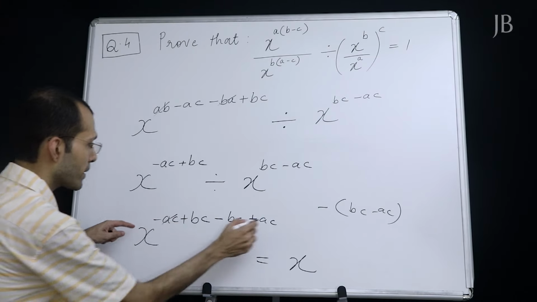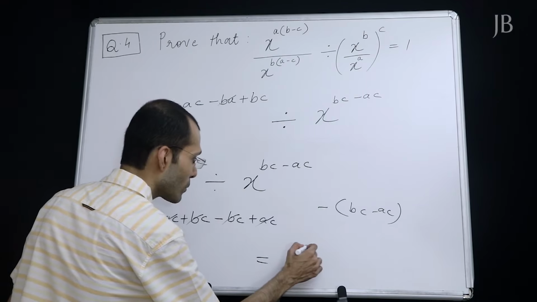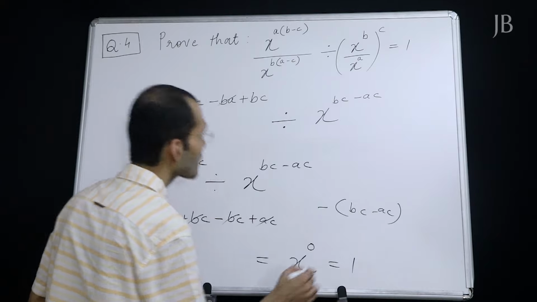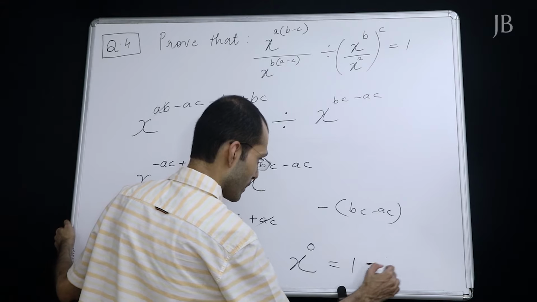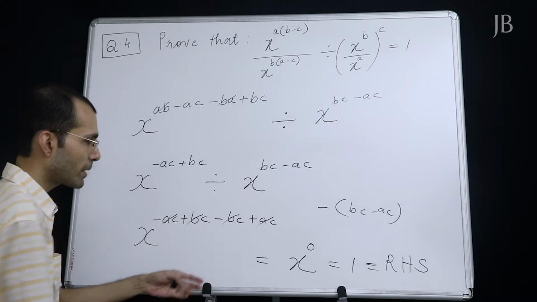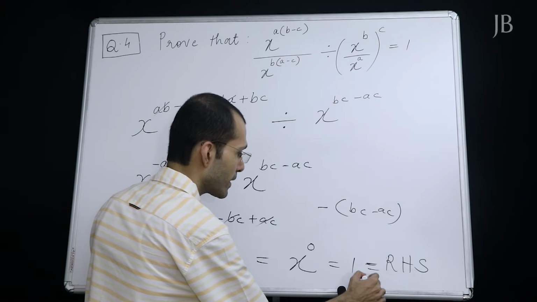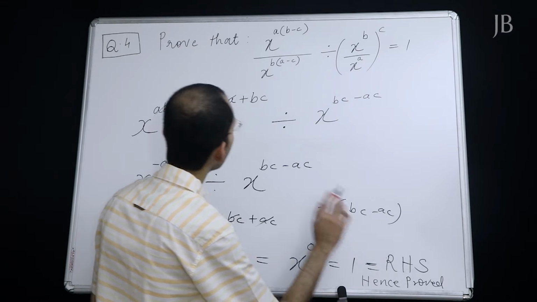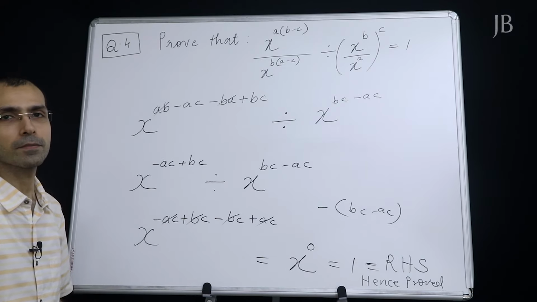Now minus AC plus AC gone, BC minus BC gone, so that comes to what? 0. So x raised to 0. What is x raised to 0? 1. And this is exactly equal to our RHS. Right? If you see the original question, RHS is 1. So we have simplified this, x raised to 0 we get, and x raised to 0 is 1, which is equaling RHS. Hence proved. A middle level sum. Okay. This completes your question number 4.